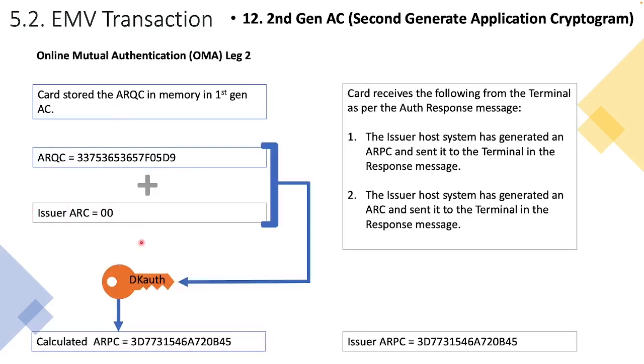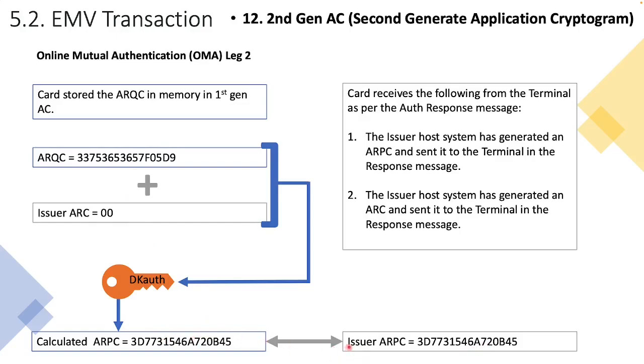What the card will now do is generate its own ARPC. So it will combine the ARQC with the ARC, encrypt it using the DK auth key, and the output of this is actually the ARPC. Now what the card will do is compare the ARPC that it received from the issuer host against the ARPC that it just calculated.